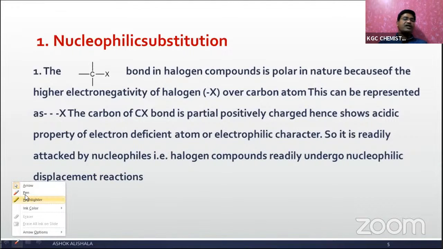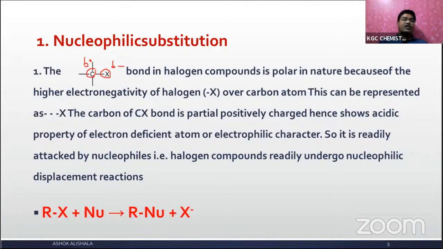I think you understood what actually happened. Here, carbon belongs to the fourth group and this is the seventh group element. Definitely this is more electronegative, therefore it gets a partial negative charge. The carbon will get the partial positive charge. That's why it is a highly polar bond.